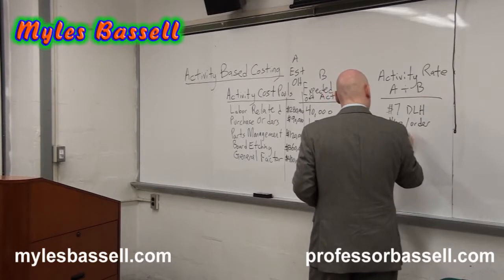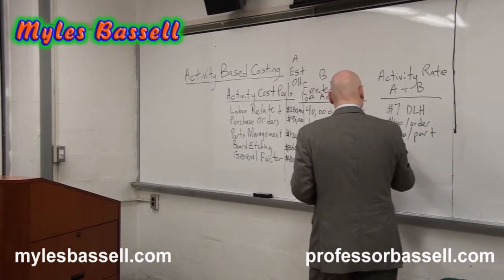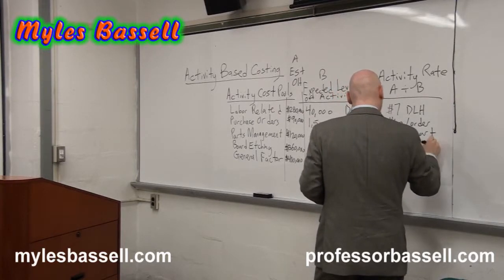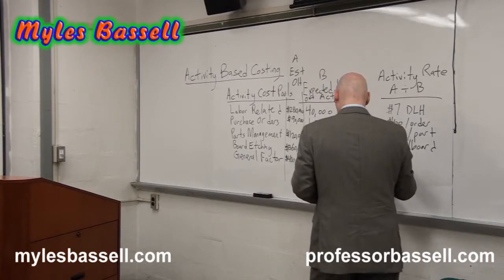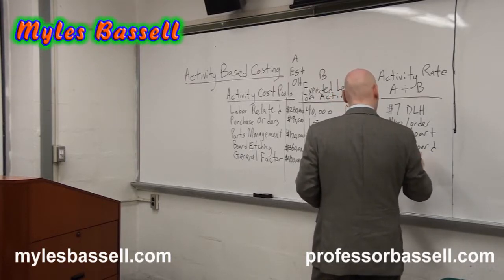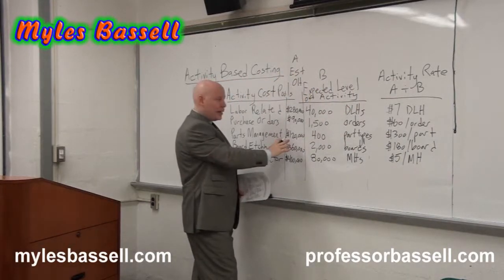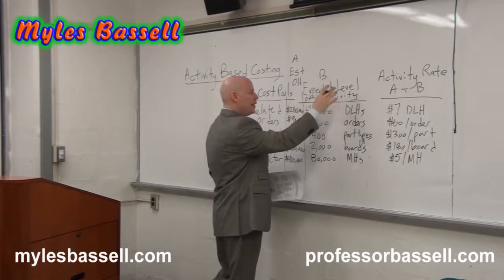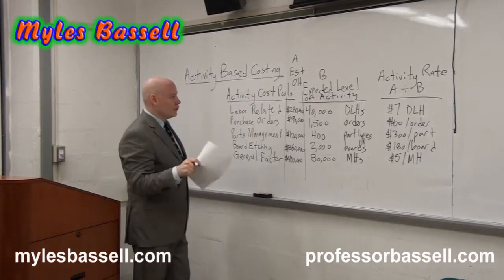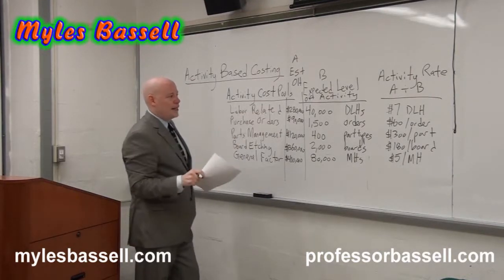$300 per part. $180 per board. And $5 per machine hour. So what we did was we took the estimated overhead and divided that by the expected level of activity. And that's how we got the activity rate.